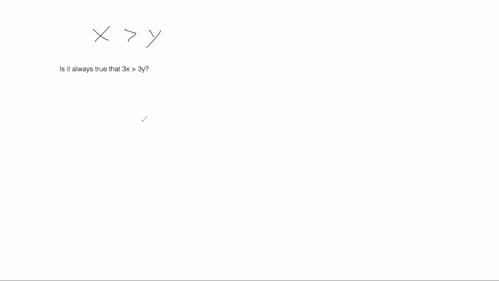Yeah, but is it true for 3x and 3y? I think it's true. Yep, I think so too. Do you think it's true for all of them though? What if one of them is 0? What if we have y is 0, and maybe x is, let's just say 4. So let's say we have 4 is greater than 0, and we multiply them both by 3. Yep, absolutely. We just have another true statement.